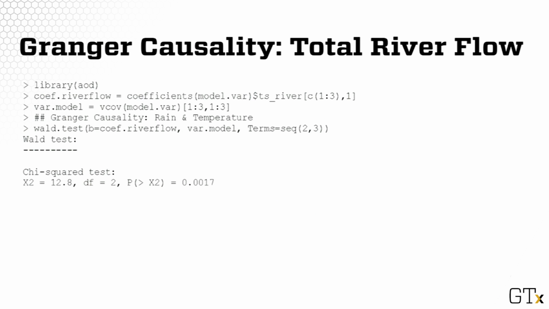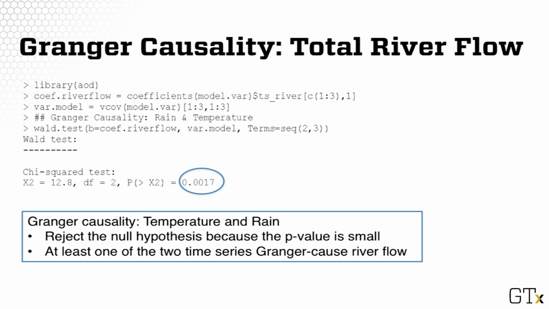Do temperature and rainfall Granger cause river flow? Here is the output performing the Wald test for the null hypothesis that all coefficients corresponding to the lag t-1 of the two time series are 0. Based on this test, the p-value is small, hence we reject the null hypothesis. This test says that at least one of the time series Granger causes river flow.